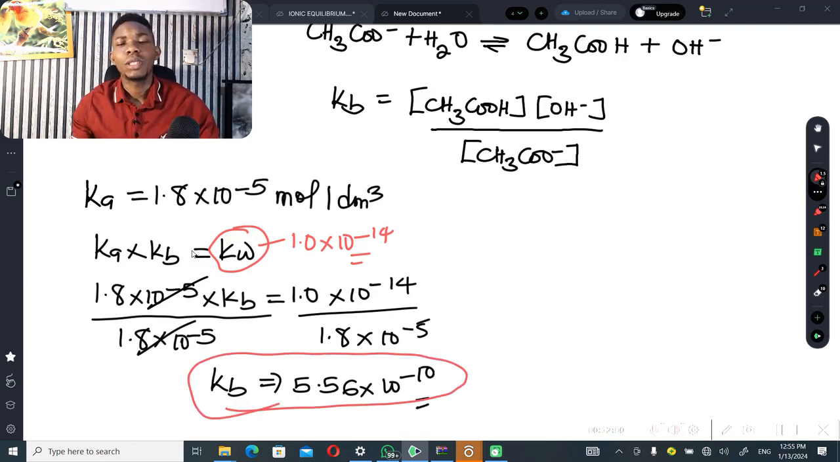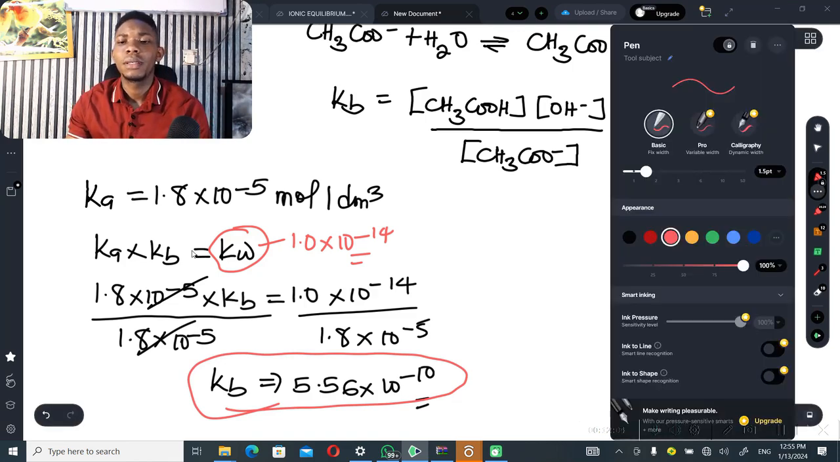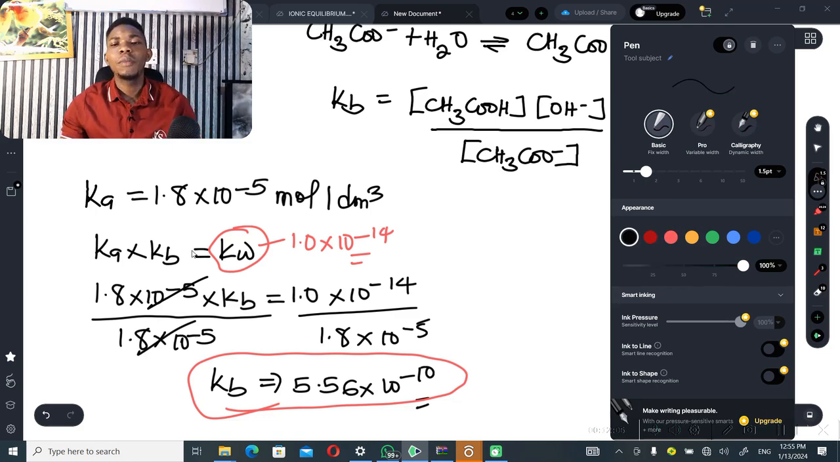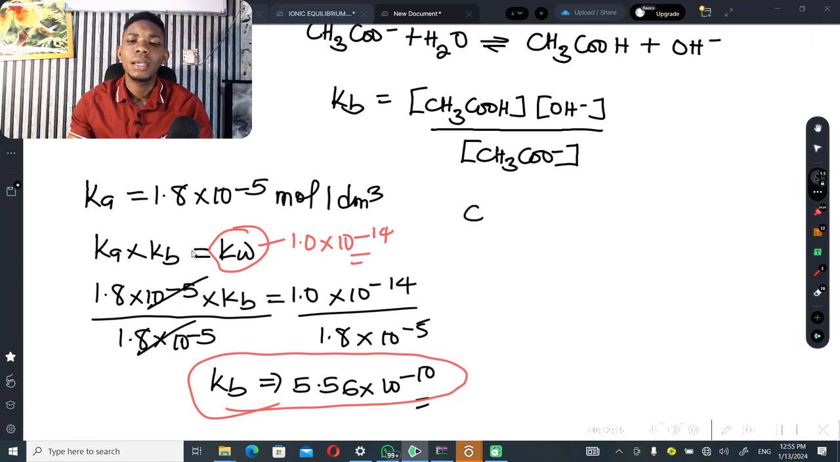It's very, very important we take note of this. Now, we have the expression for Kb. What was the expression for Kb we have? We said Kb is equals to this, right? Now, this ethanoate, when it dissociates, it gave us something like this.